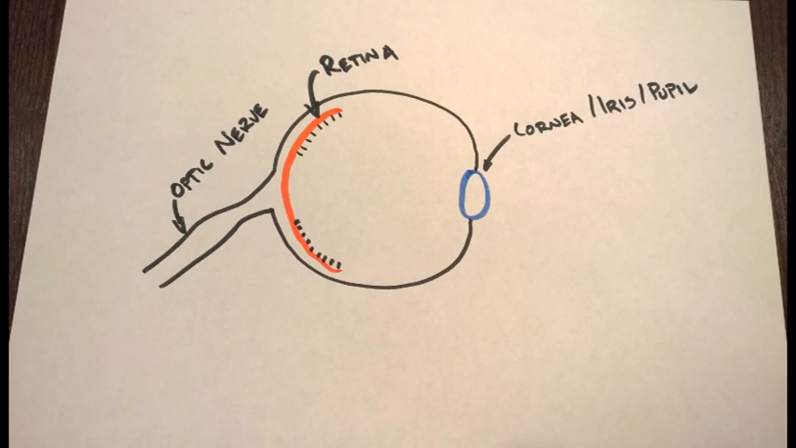The rod cells, which we'll be looking at in this lecture, can be found mostly along the outer edges of the retina and are responsible for peripheral light sensitivity and for low-level vision.